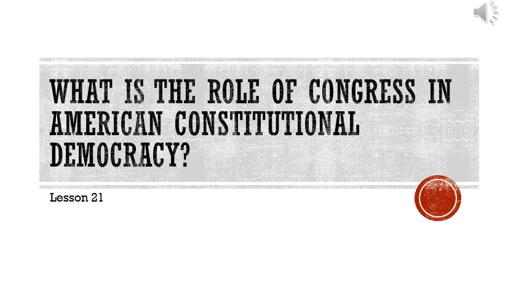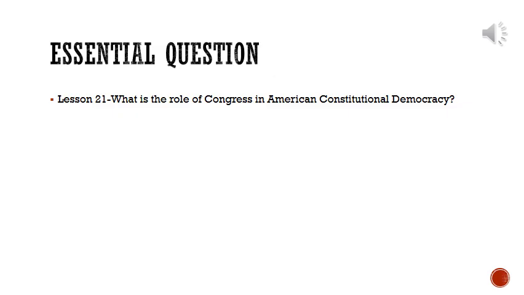This week we're going to look at Congress. What is the role of Congress in American constitutional democracy? Lesson 21. Essential question: what is the role of Congress in American constitutional democracy?